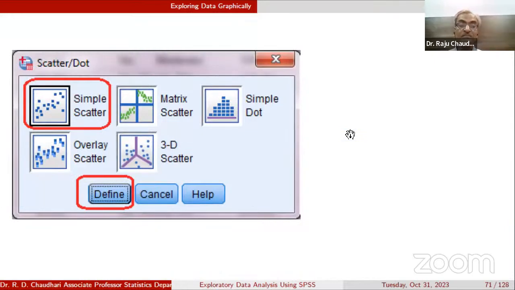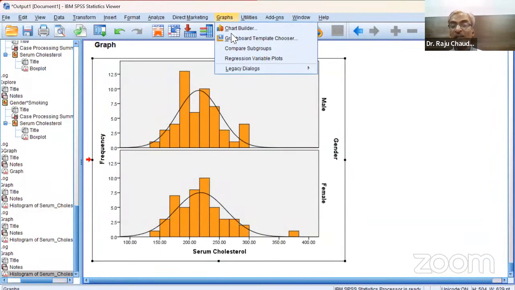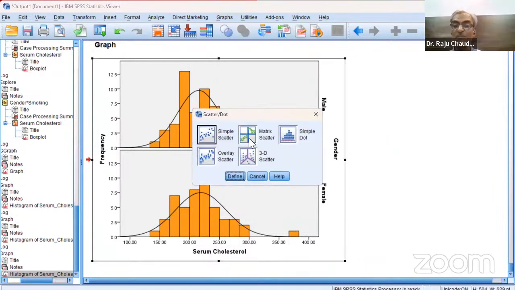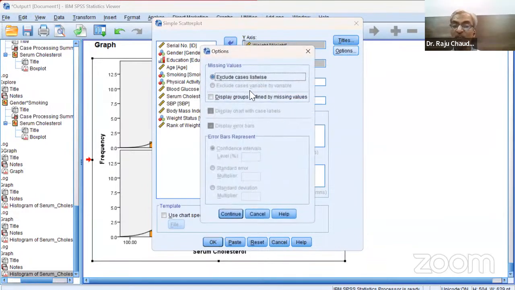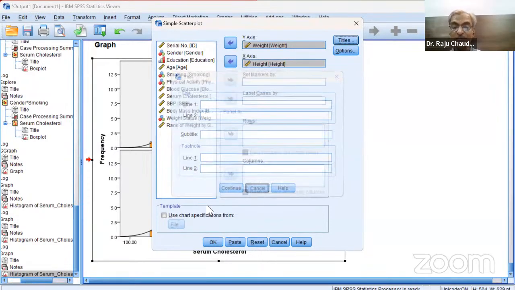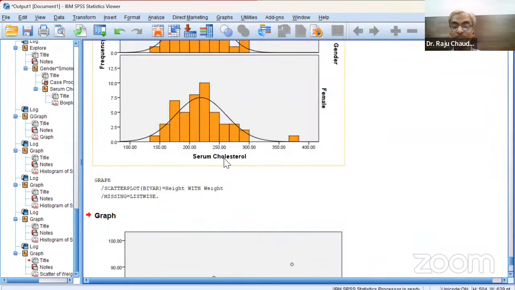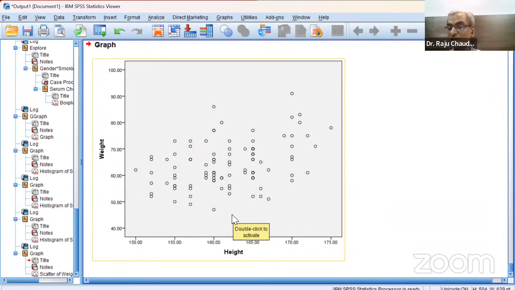Okay, so let us see. Again, go to Analyze, Legacy, Scatter plot. There are different scatter plots. We have the matrix plot, we have overlay scatter, simple dot plot, and 3D scatter, right? So we will discuss the simple and matrix plot, right? So simple scatter plot. We have to select the numeric variables, say for example, weight, height. You can choose the options. Actually, this is not applicable. You can choose an appropriate title, right? And simply click OK, and you can see the scatter plot.